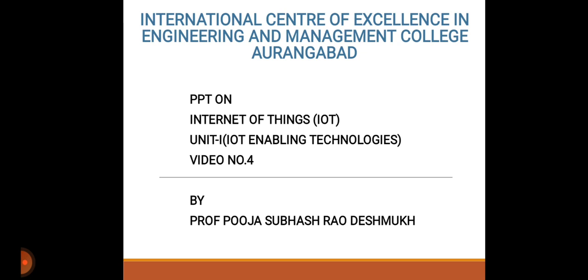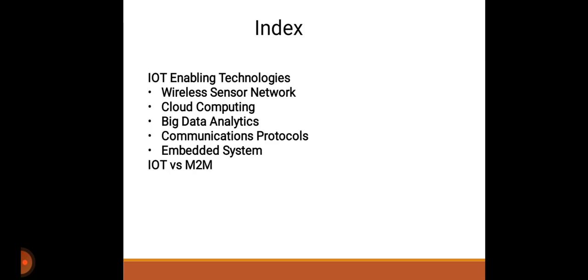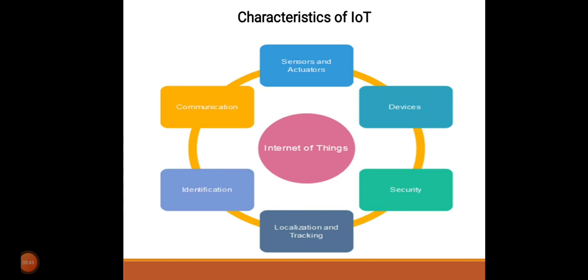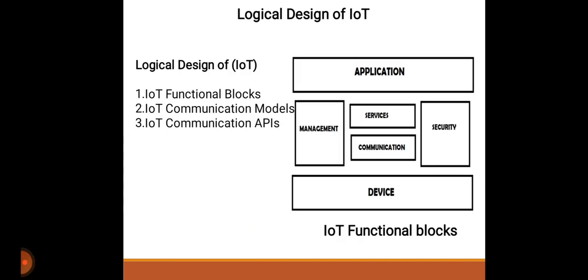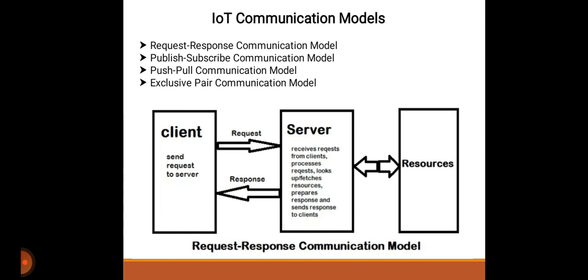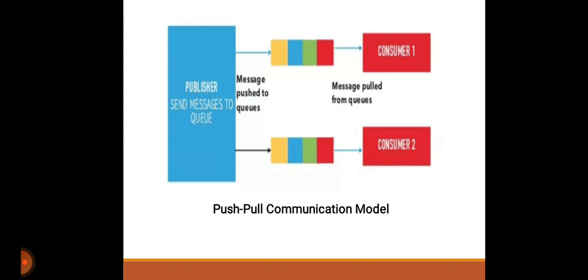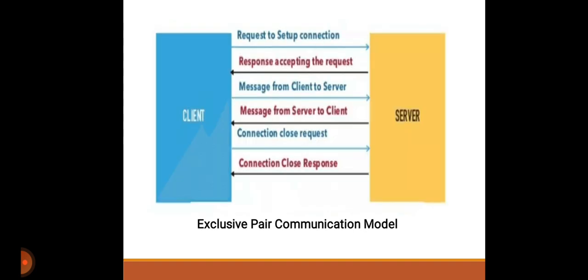In the last lecture we studied lots of things about IoT: the definition of IoT, the characteristics of IoT, and the logical design of IoT, in which there are three types: IoT functional blocks, IoT communication models, and IoT communication APIs, also with their diagrams, what the functions of these are, and why we are using these communication models and communication APIs, with the functional diagrams of these models.